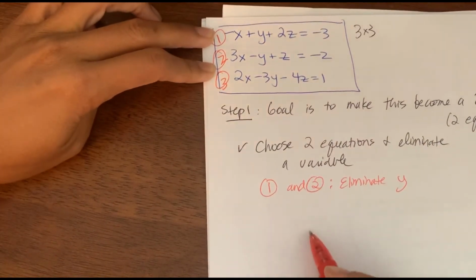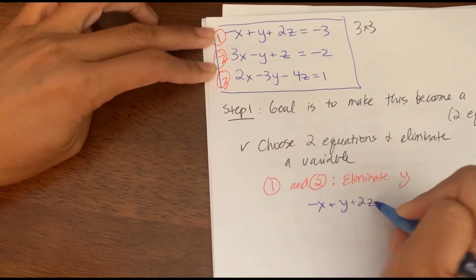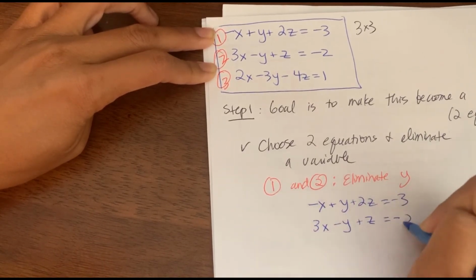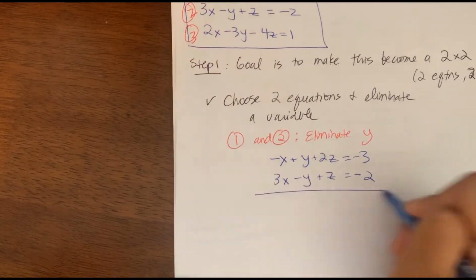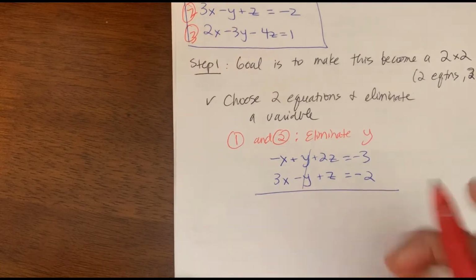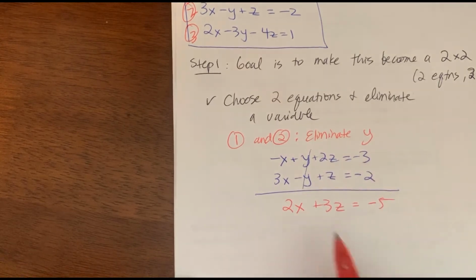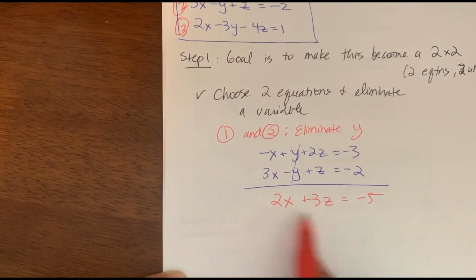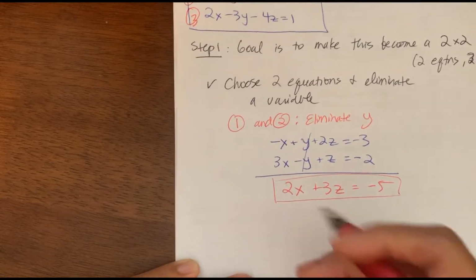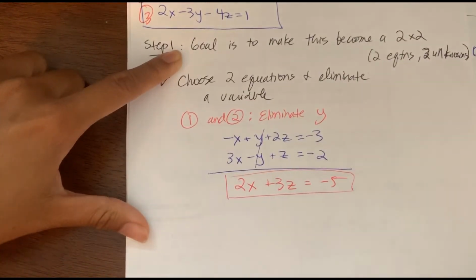So what I'm going to do is add these 2 equations together. I have negative x plus y plus 2z is equal to negative 3, and 3x minus y plus z is equal to negative 2. When I add these 2 equations together, the y becomes a 0. That's exactly what I want. So I am left with 2x plus 3z is equal to negative 5. Ta-da! I have an equation with just 2 variables. Remember the goal is to make this become 2 equations and 2 unknowns. Here's 1 equation with 2 unknowns.